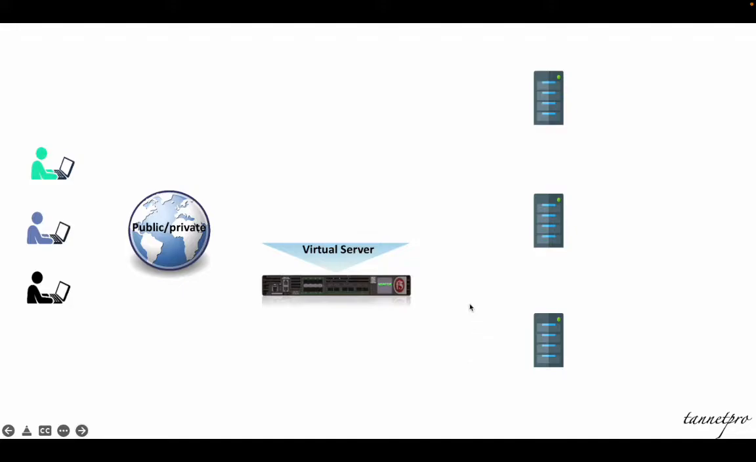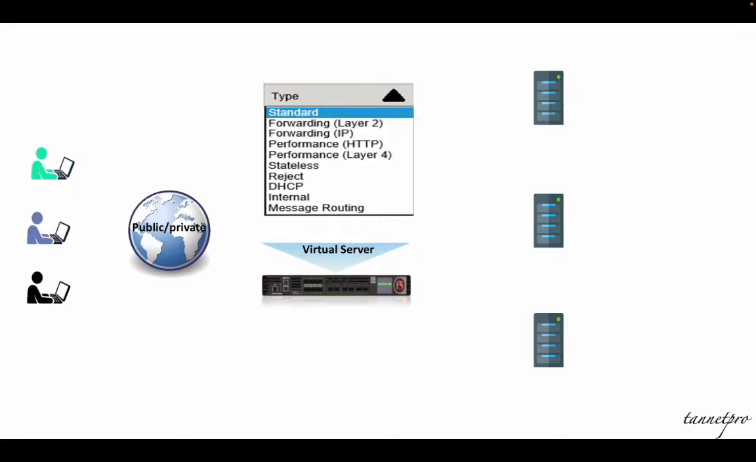Whenever you create a virtual server in the F5 box, virtual server is one of the terminologies of F5. So you have to create a virtual server. Whenever you try to create one using the F5 GUI, you will get this many options. Multiple options are there: forwarding L2, forwarding IP, performance HTTP, stateless, DHCP, and others, for multiple purposes.